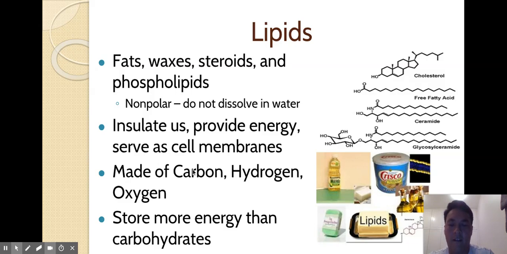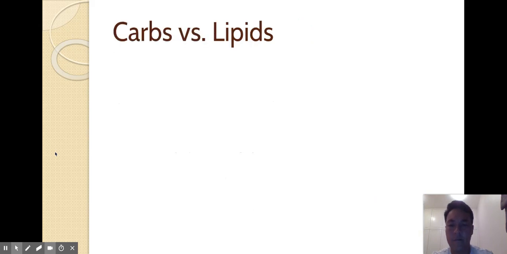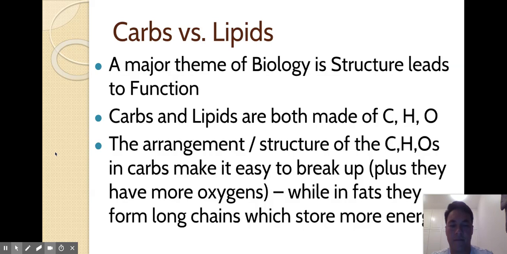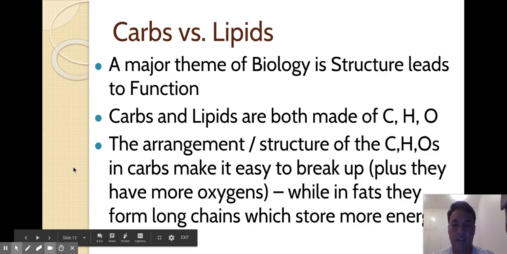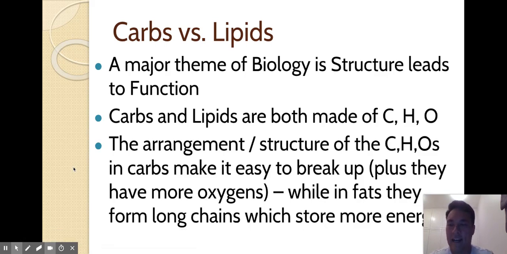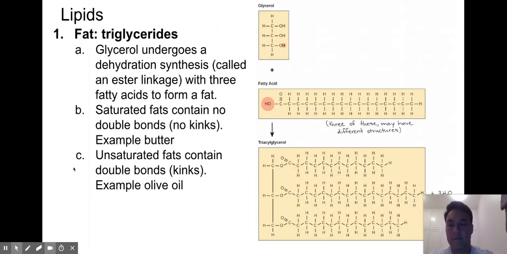Whoa, check this out, right? They're also made of carbon, hydrogen, and oxygen, the exact same elements as carbohydrates. They're just in a different shape, which is a different structure, which leads to a different function. All right, and they store more energy than carbohydrates. Okay, so a major theme is structure leads to function, and this is just talking about that. The arrangement or structure of the carbon, hydrogens, and oxygens in carbs make it easier to break up, while fats form long chains which store more energy, and they don't have as many oxygens, so they're going to need to oxidize more to get down to CO2 and water.